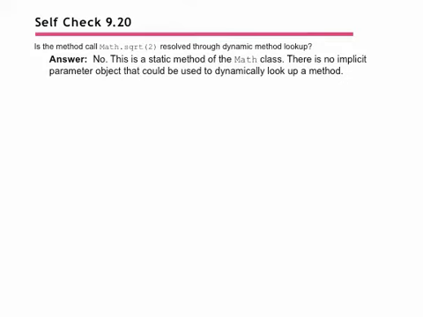So static methods are bound to the method calls at compile time, and with instance methods, they're bound at runtime.